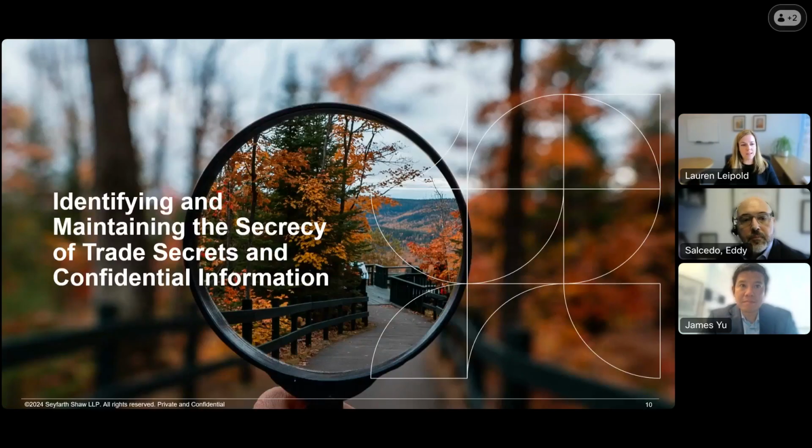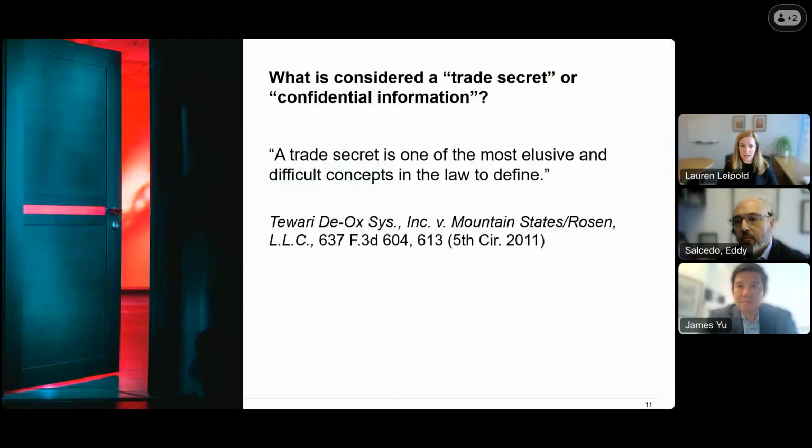So I want to take time now to move to trade secrets in particular. As I alluded to before, you've got these pretty concrete, well-established legal schemes that apply to the more, quote unquote, traditional forms of IP. And trade secret is relatively newer and much more nebulous. Here, as the Fifth Circuit said, trade secret is one of the most elusive and difficult concepts in the law to define. Next slide.